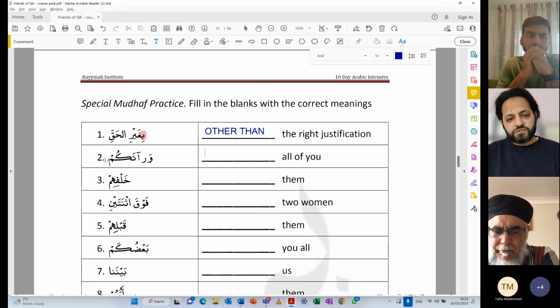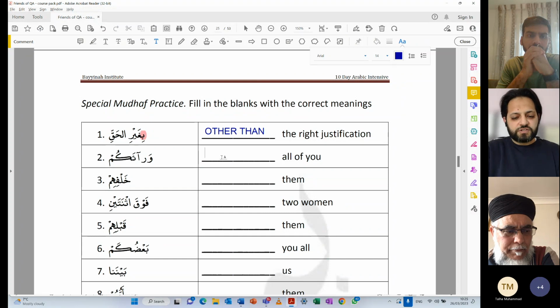What was the independent form of kum? Anyone remembers that? Antum. So you found the jar form of antum, which is the attached, and you attach to it, right? So it's going to be far behind all of you.